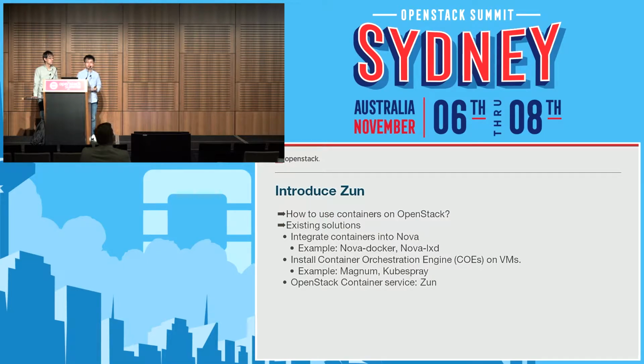And in general, today, there are three types of solutions. The first type of solution is to integrate the container with Nova and use the Nova API to manage the containers. Examples of that are Nova Docker or Nova LXD. The second type of approach is to install a container orchestration engine, such as Kubernetes, on a set of virtual machines that is provided by Nova. Examples of that are Magnum and Kubespray. And the third type of approach is using Zun, which is the OpenStack container service.